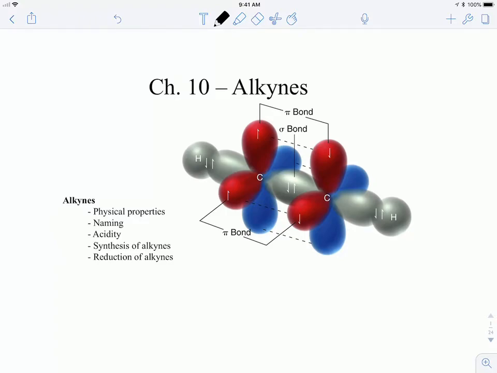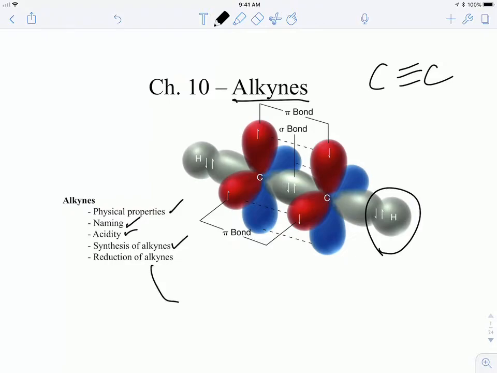In this video, we're going to talk about the chemistry of the carbon-carbon triple bond, otherwise known as the alkyne. We're going to cover topics such as the physical properties of alkynes, naming of alkynes, their remarkable acidity, especially if they have a CH bond on the end of the alkyne, ways that we can exploit that acidity to synthesize new alkynes, and then reactions that alkynes undergo.